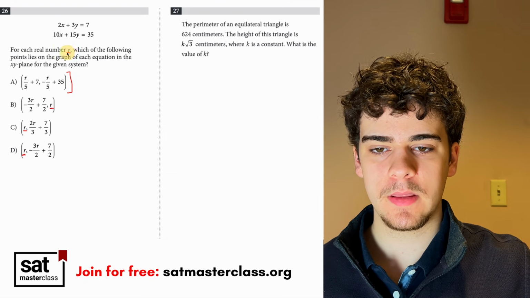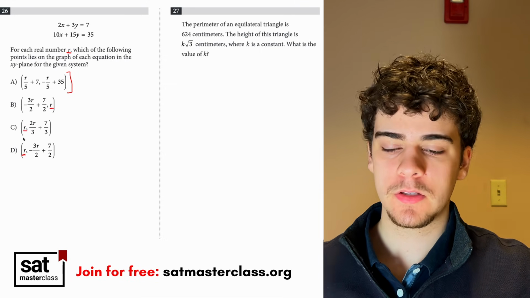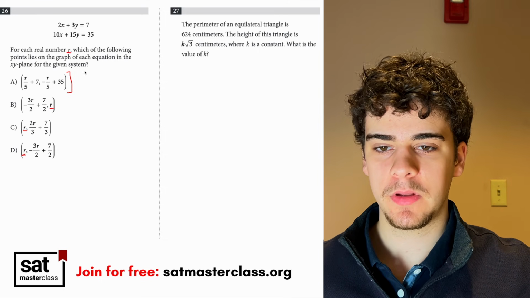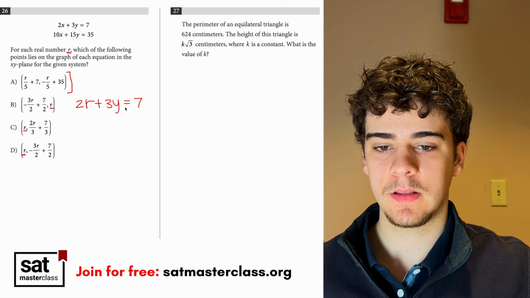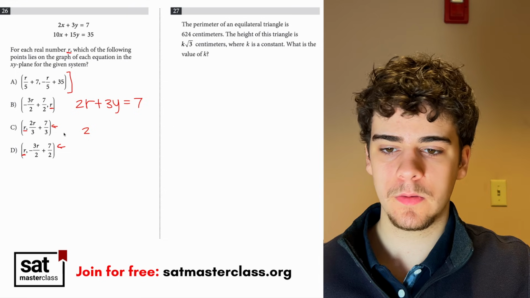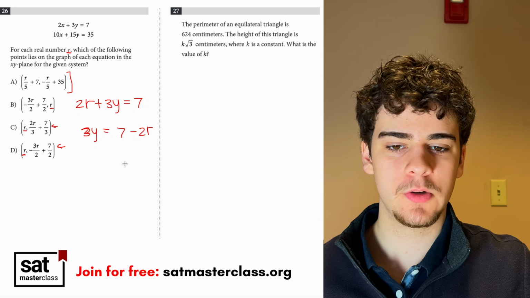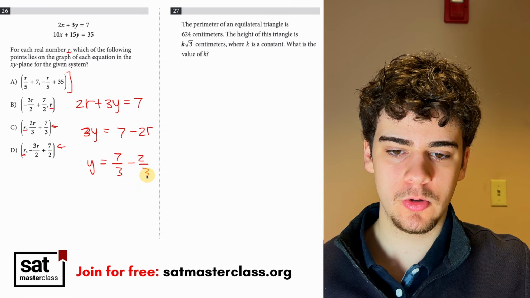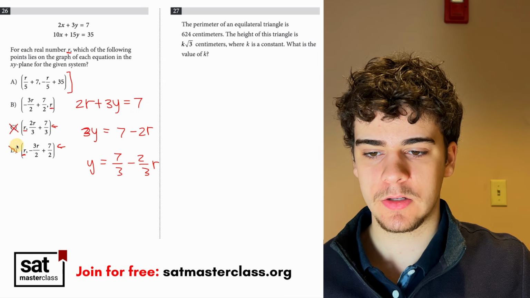So we can see that they're saying for each real number r. So that just basically means that r is like our x over here. So if we plug in r for x, we should get one of these as our output for y. So let's plug in an r for x for this first one, 2r plus 3y equals 7, and then let's solve for y and see if we get either of these things right here. So we'll have 3y equals 7, subtract 2r from both sides, and then divide by 3. So y equals 7/3 minus 2/3 r. So is that an answer? 7/3 minus 2/3 r. That's not the answer for C and D.